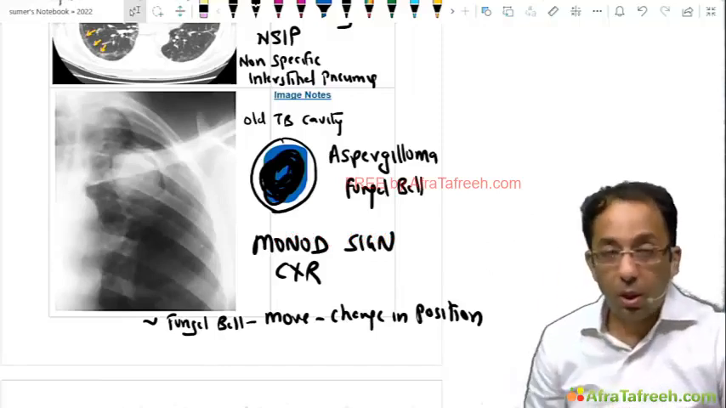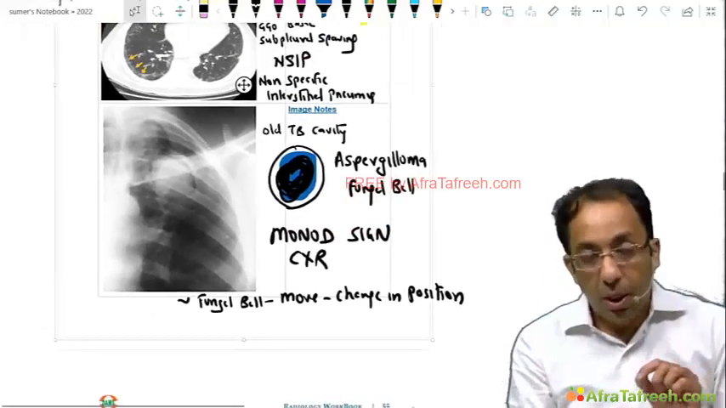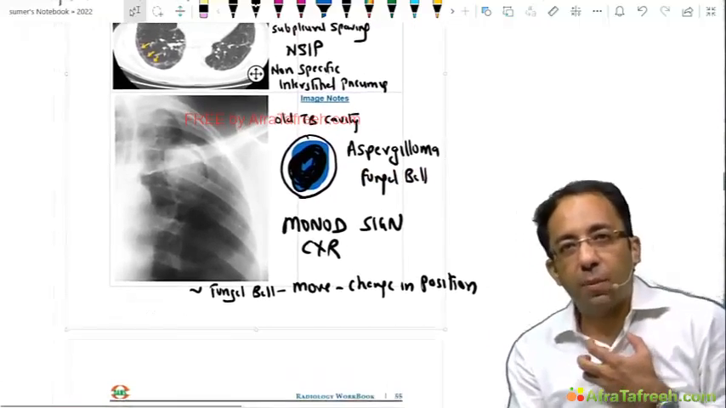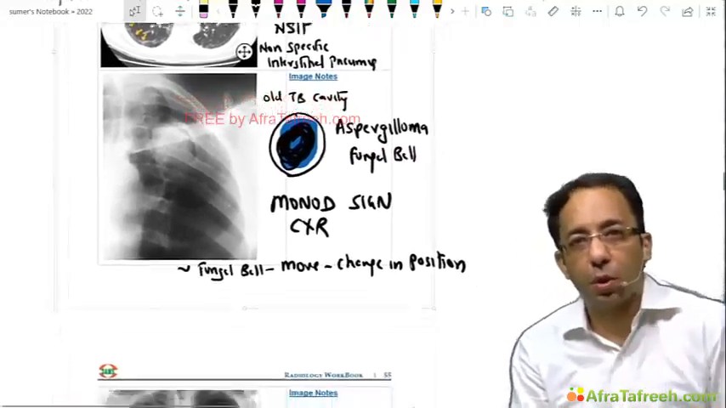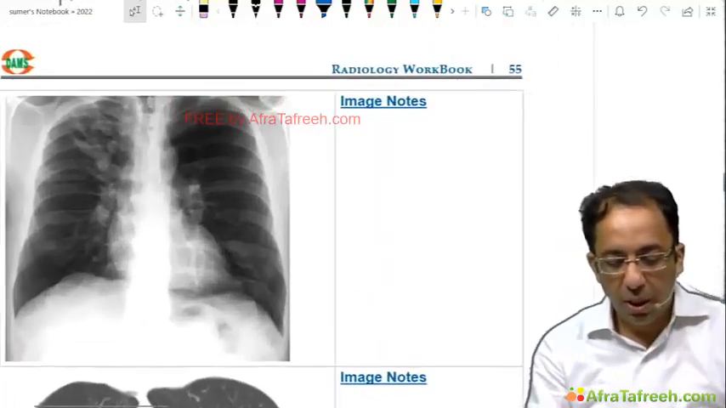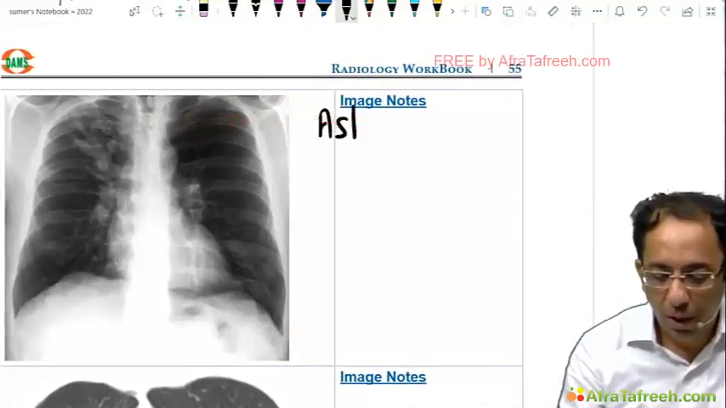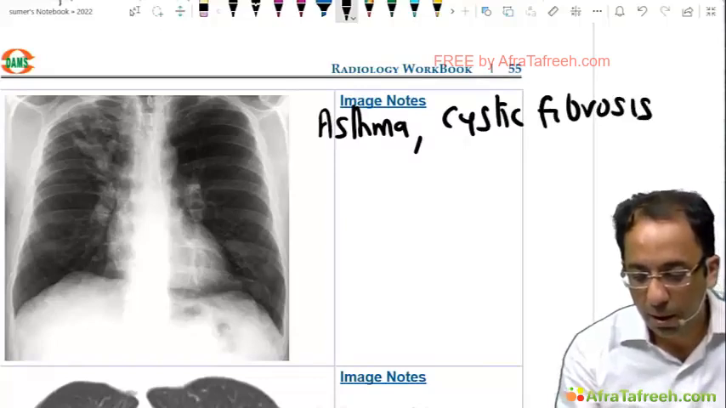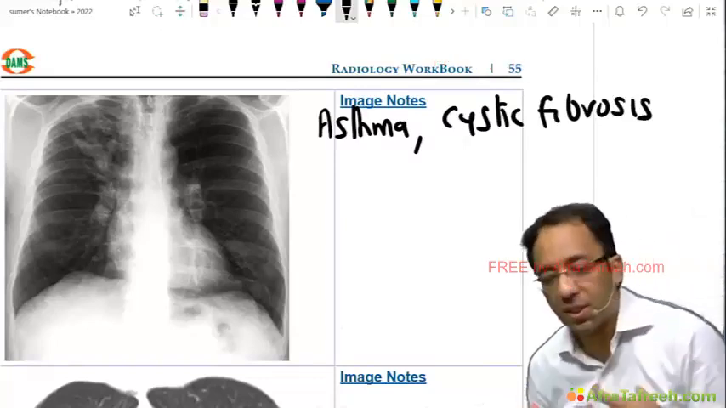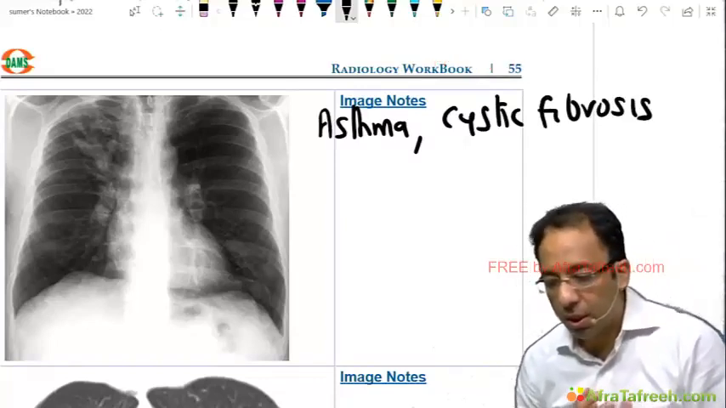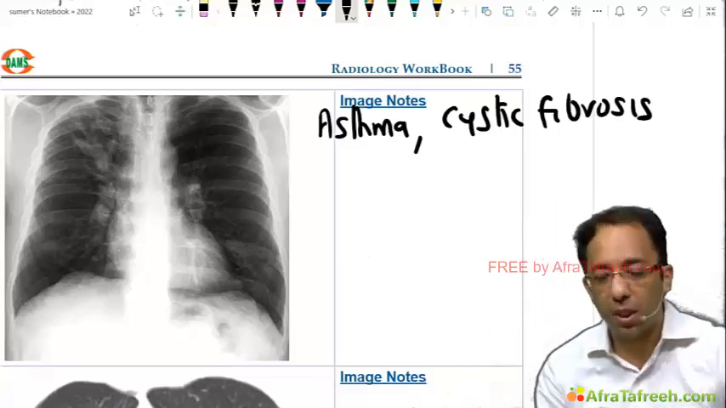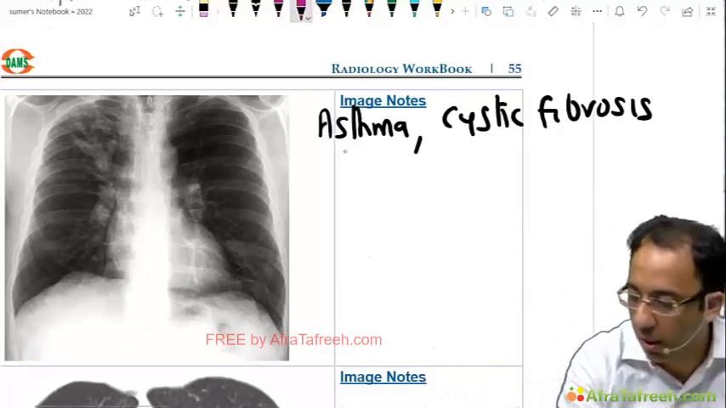Okay. Now, second question is, the spores of the aspergillus sometimes cause an allergic response, especially in people who have asthma or cystic fibrosis. Suppose somebody has asthma or somebody has cystic fibrosis. These people can have an allergic response to aspergillus, which is called ABPA.